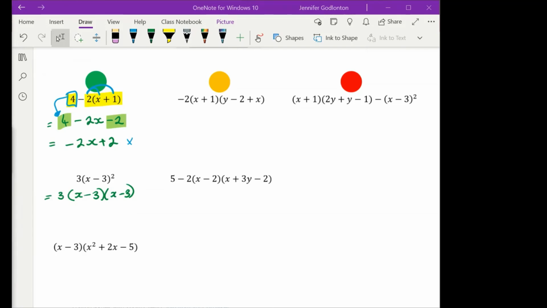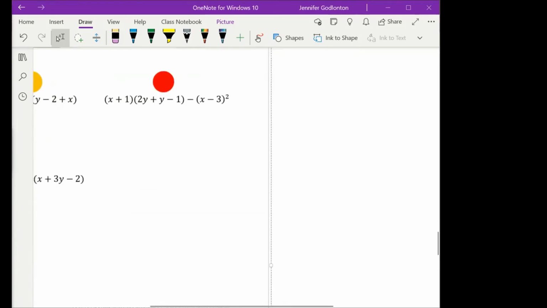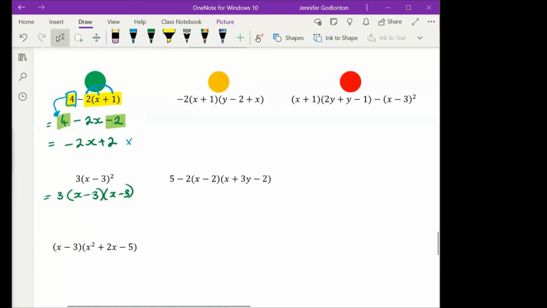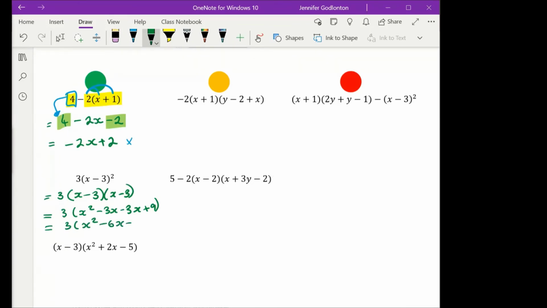Okay, so remember what I said, when in doubt, write it out. So write both down so that you know what's going on. I've got a 3, and that's going to become x squared minus 3x plus 9. So 3x squared minus 6x plus 9, and then I'm going to take my 3 in and get 3x squared minus 18x plus 27.